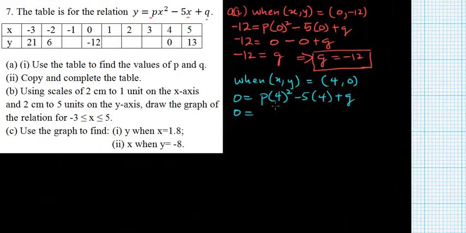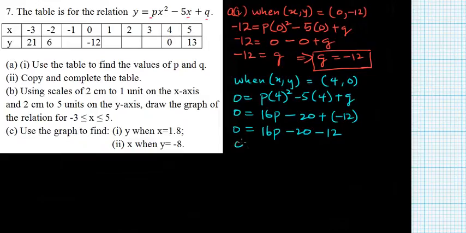This is 0 equal to 4 squared, which is 4 times 4, which is 16. So we'll have 16p minus 5 times 4, which is 20. Then you know q is minus 12 here, so we just substitute q for minus 12. We have 0 equal to 16p minus 20, plus times minus is minus, so minus 12. This will be 0 equal to 16p minus 20 minus 12, which gives us minus 32.